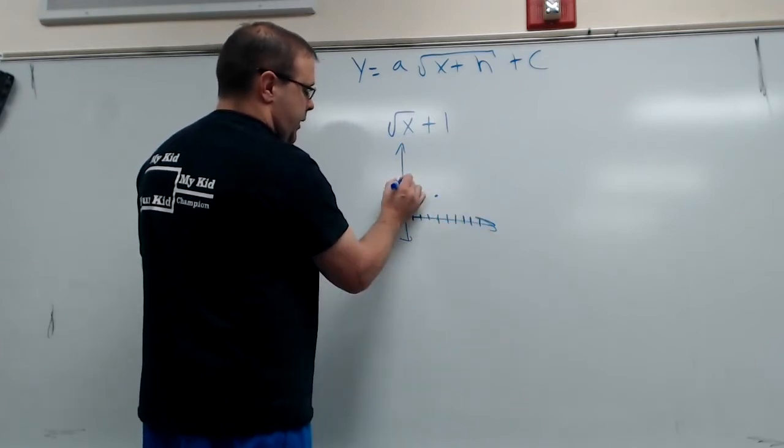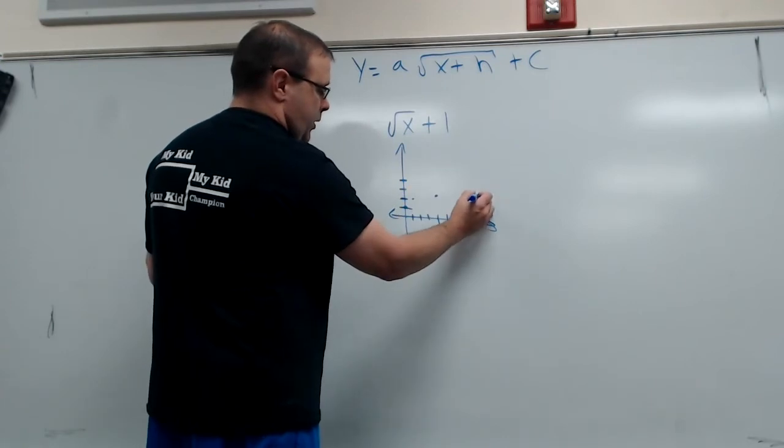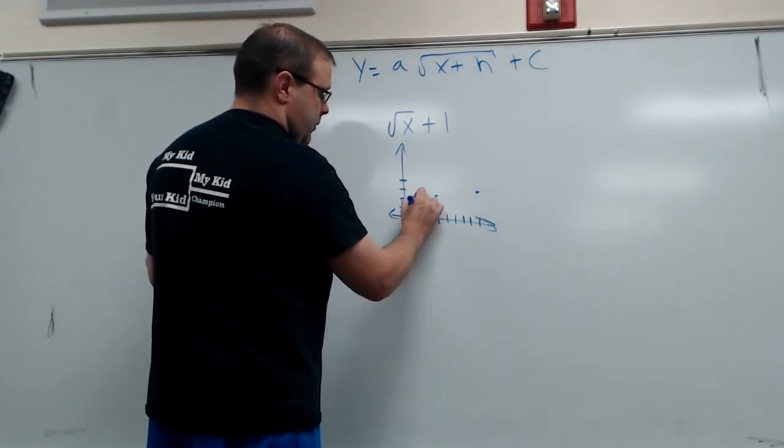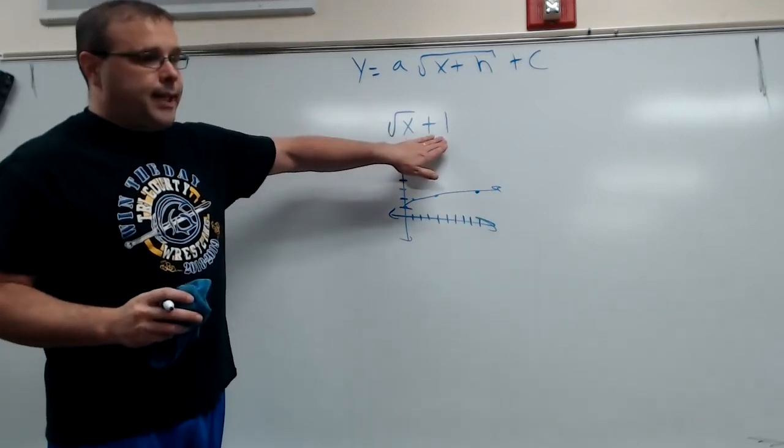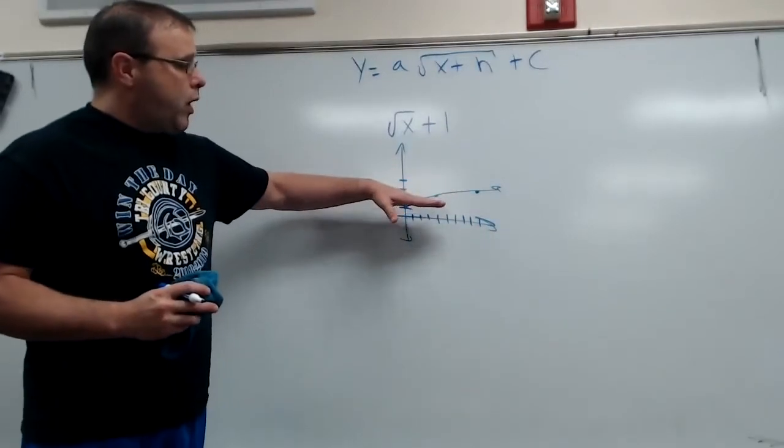Put in 9. I'm going to get 4. And there's what it is. So by putting that plus c, that c is just shifting us up 1 unit.